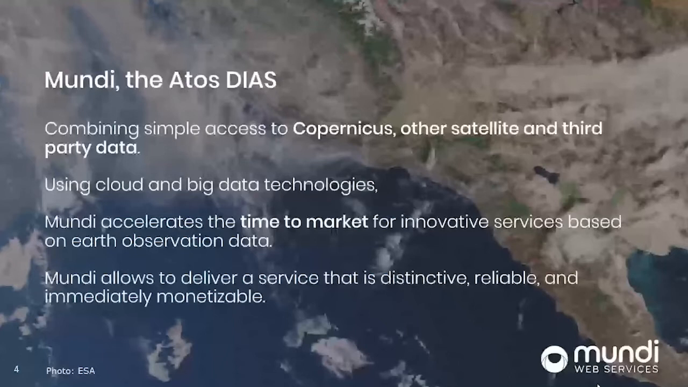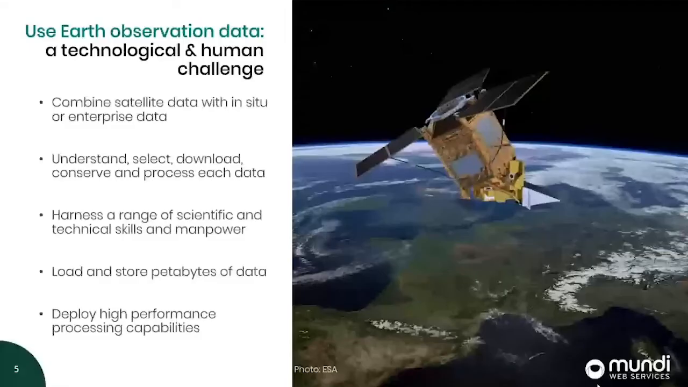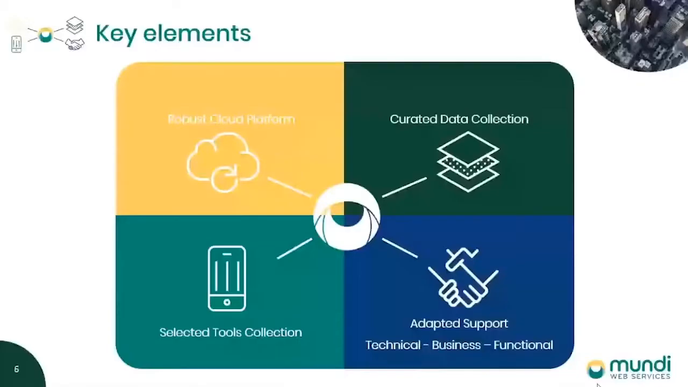So the central point of a DIAS is the use of EO data. We want people to come to Mundi to combine this data, to be able to use it, to create some added value on the data, and being able to use petabytes of data with less effort, in order for them to spend less time retrieving the data and more time on their processing and their service. So in order to do that, we have, I would say, four pillars that we rely on.